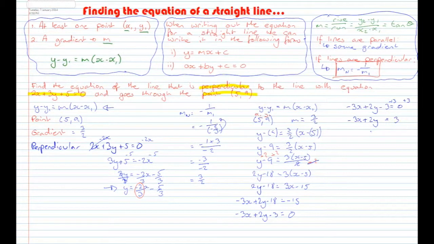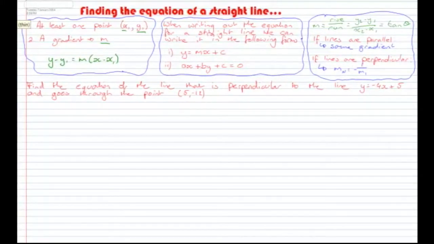Add 3x, 2y is equal to 3x plus 3, and divide both sides by 2. Y is equal to 3 over 2 x plus 3 over 2. And that's your y equals mx plus c form.